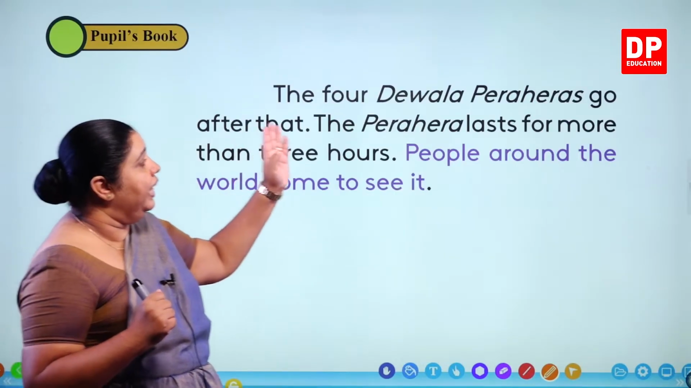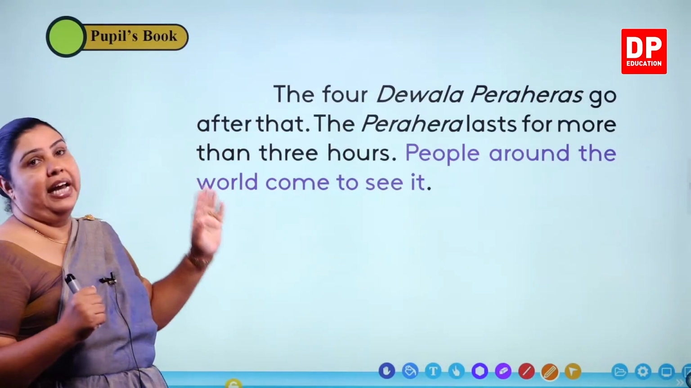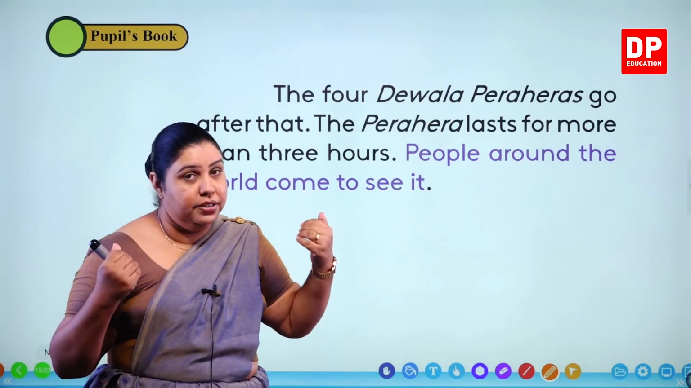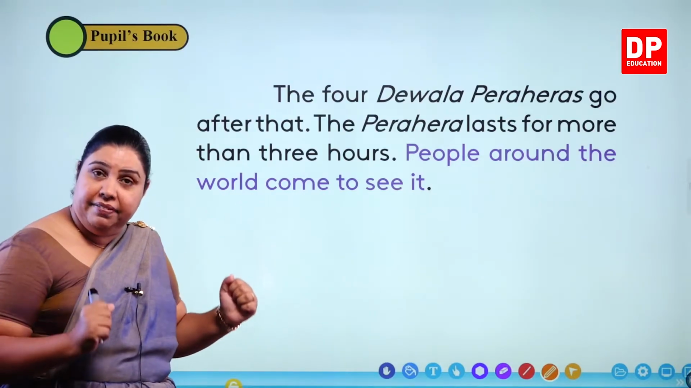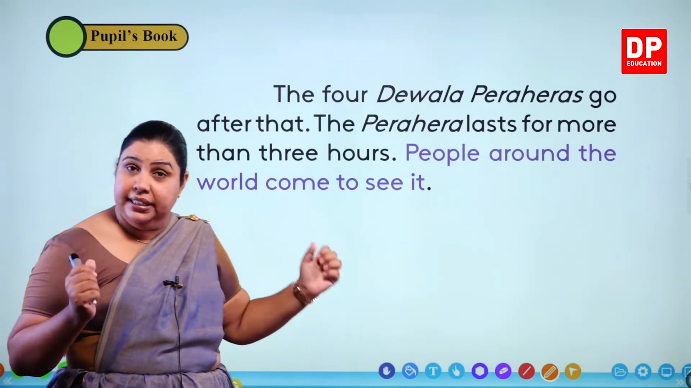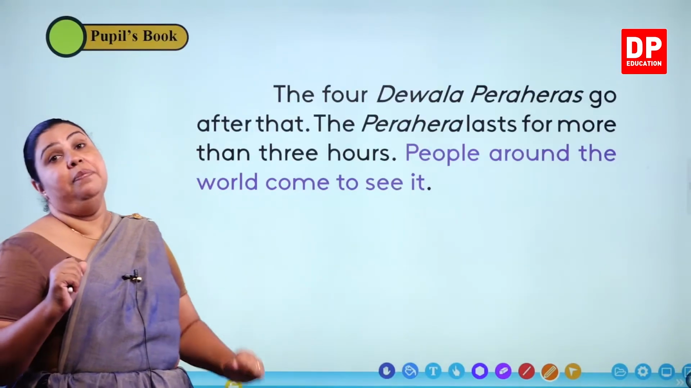The 4 Devala Peraheras go after that. Now, after the sacred tooth relic is being carried by the tusker, then comes the Diyavadana Nilame along with the other Nilames, and then there are 4 Devala Peraheras.